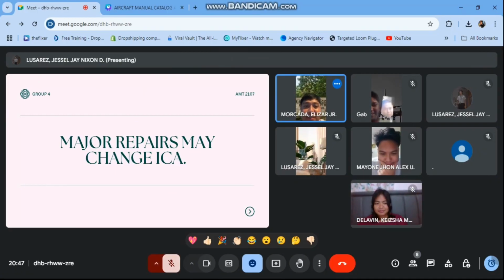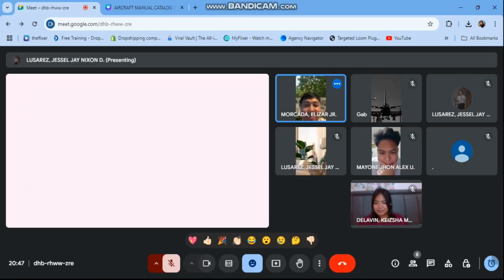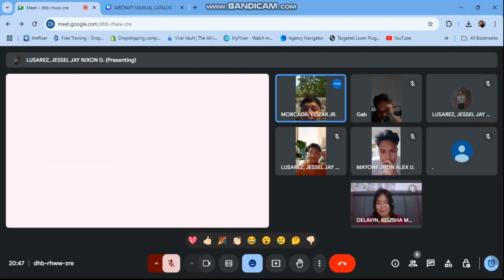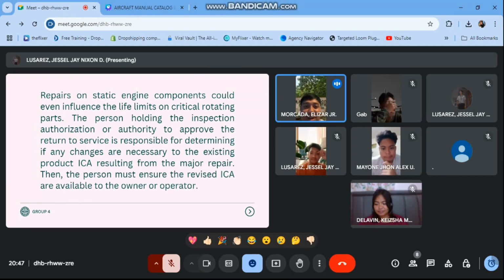Major repairs may change ICA, because major repairs can change existing maintenance practices or inspection intervals. We require the developer of the repair to assess them for changes to the ICA or existing maintenance practices. For example, major structural repairs may need more inspections. Repairs on static engine components could even influence the life limits of critical rotating parts.